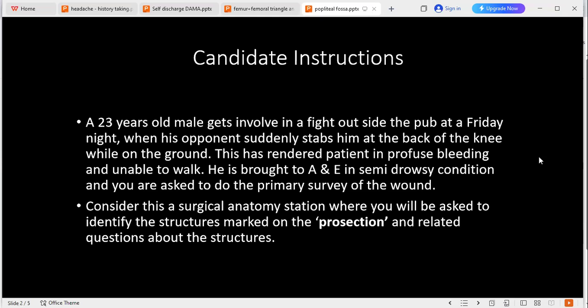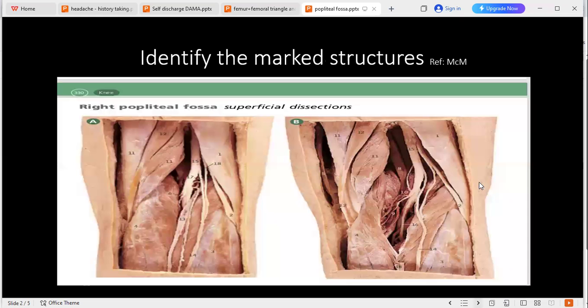Okay, so if you've read and understood, considering its surgical transmission, please tell me, ma'am, what exactly are you looking at in picture A and B? Yes, it's the popliteal fossa. Right. Please tell me the boundaries of the popliteal fossa.